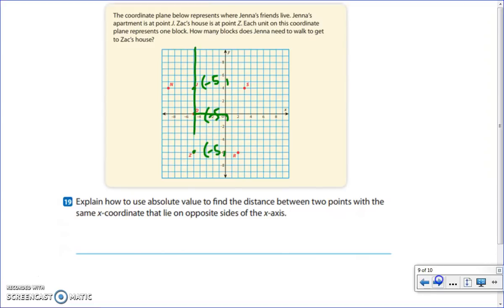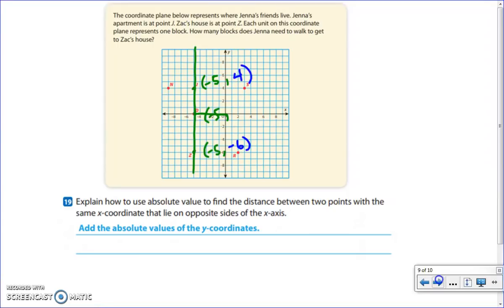So we're talking about like in a vertical line, how would we find the distance? And in order to do that, we would find the absolute value of each one that represents how far it is from the x-axis, and then we would add those together. Add the absolute values of the y-coordinates. So in this case, if I wanted to find the distance between J and Z, again, this would be 4, this would be -6. The absolute value of 4 plus the absolute value of -6 would equal 10, because 4 plus 6 equals 10.